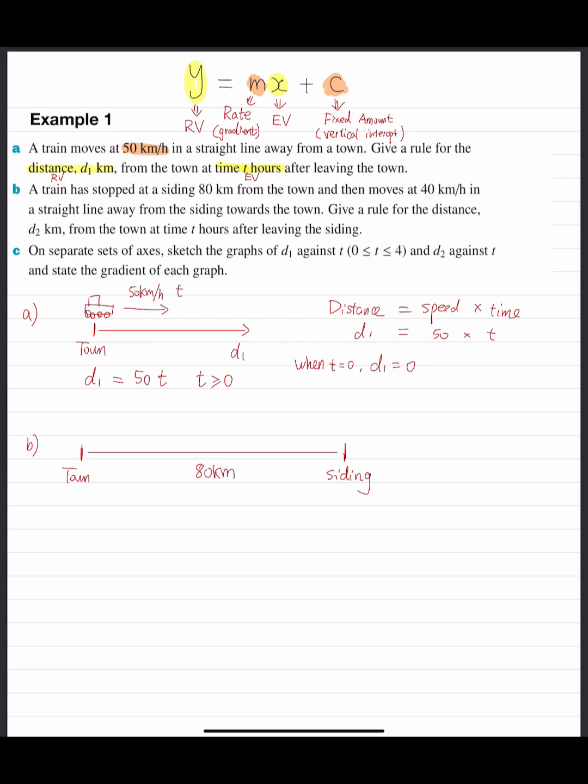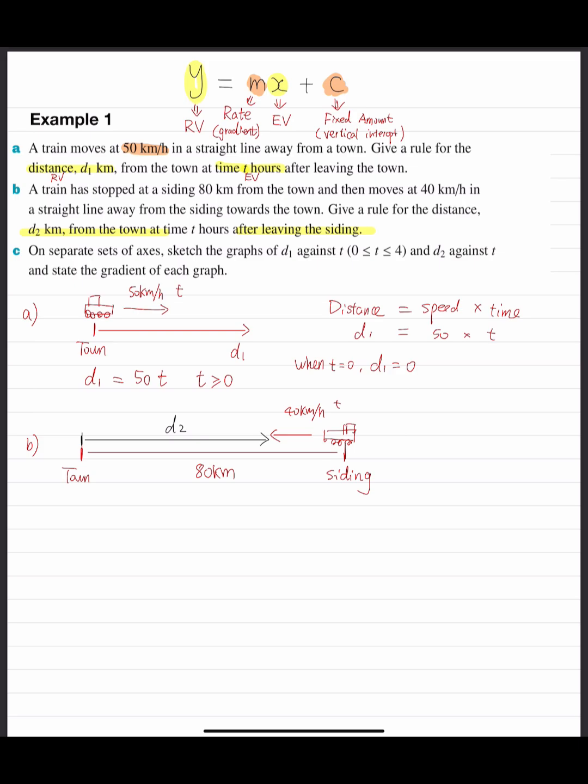And then the train is moving from this side, it travels towards the town. It has a speed of 40 kilometers per hour, and then we have the time. Now, in this case, what is d2? The d2 is the distance that is measured from the town after leaving the siding. So the d2 is measured this way.